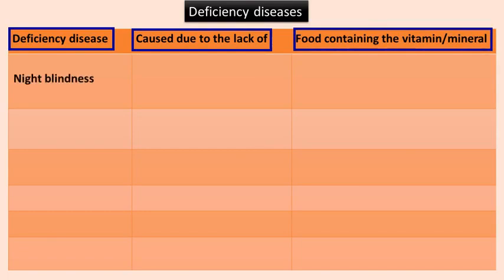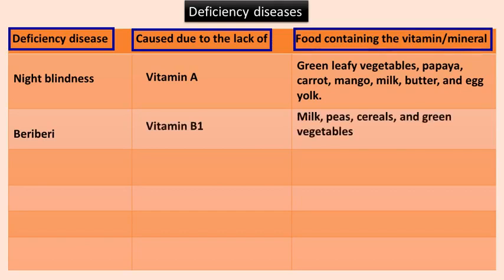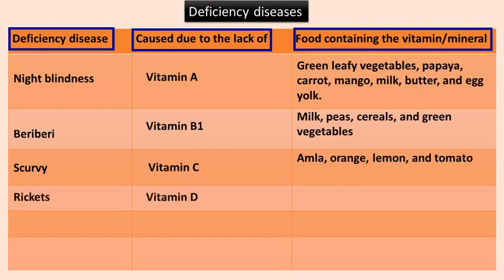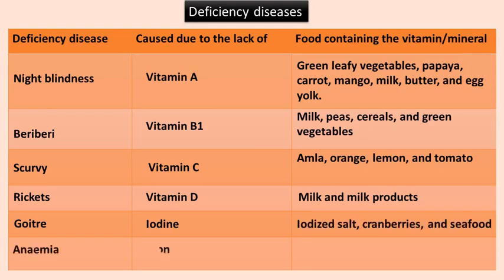Night blindness. Vitamin A. Green leafy vegetables, papaya, carrot, mango, milk, butter, and egg yolk. Beriberi. Vitamin B1. Milk, peas, cereals, and green vegetables. Scurvy. Vitamin C. Amla, orange, lemon, and tomato. Rickets. Vitamin D. Milk and milk products. Goiter. Iodine. Iodized salt, cranberries, and seafood. Anemia. Iron. Spinach, apple, guava, brinjal, and meat.